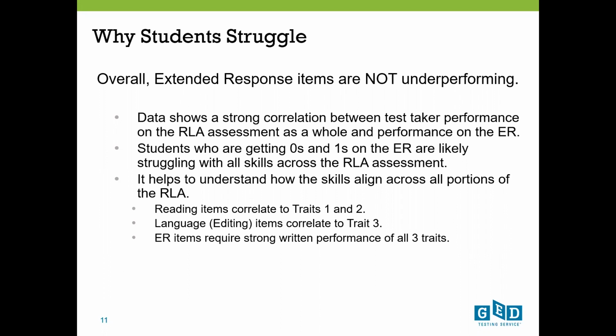And it helps to understand how the skills align across all portions of the RLA. So the reading items correlate specifically to traits 1 and 2 of the ER. And then the language or editing items correlate specifically to trait 3, which is the English conventions. And so really the ER items require a strong written performance across all 3 of the traits.